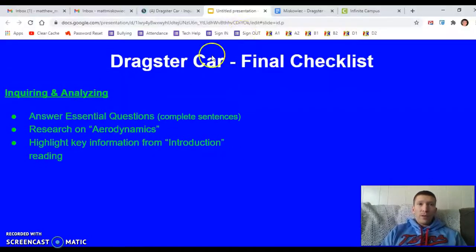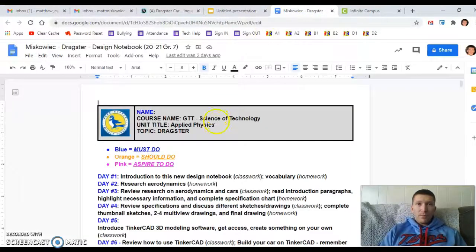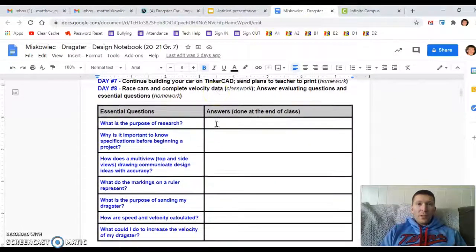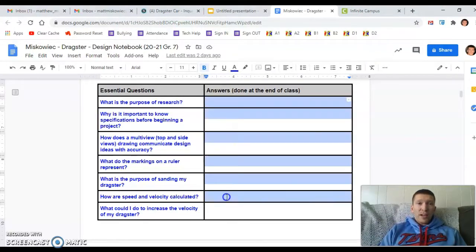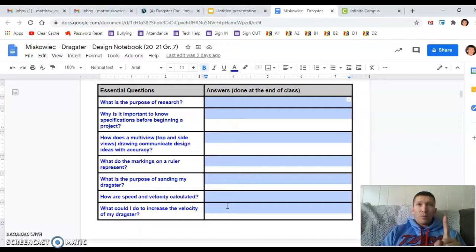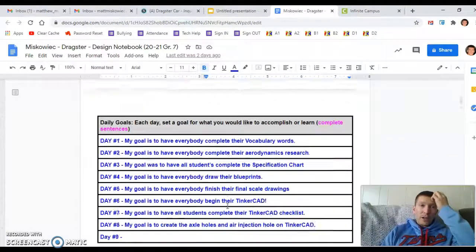So for essential questions, those are at the very top here, and you should write in an answer for each of these questions. What is the purpose of research? Type your answer here. Why is it important to know specifications before beginning a project? Type your answer here. Remember to use complete sentences, and all of these should have an answer written in there. So that's part 1 of inquiring and analyzing.